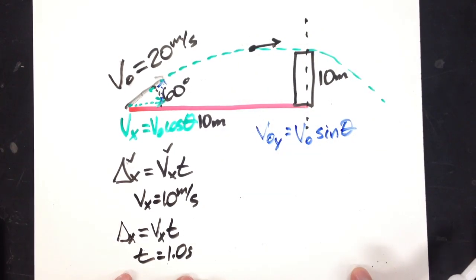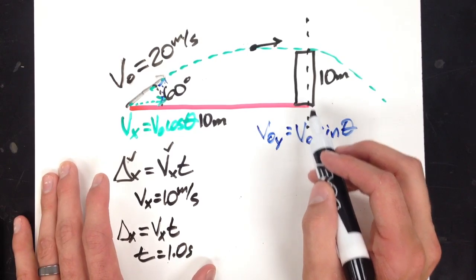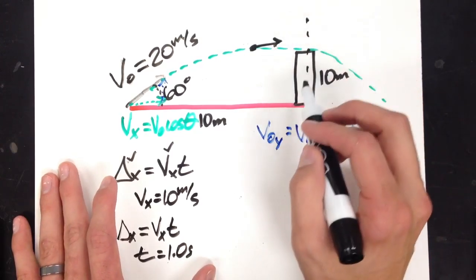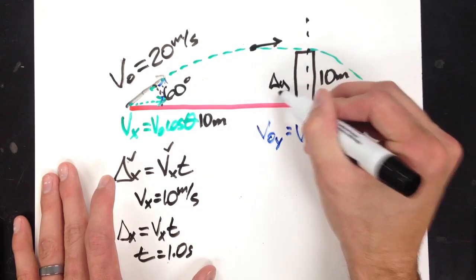Okay, well, does it clear the wall, though? That's what we want to know. Does it make it over the wall? Well, we know how much time it takes to get here. So let's figure out where the ball is in this spot. In other words, what is its delta y?